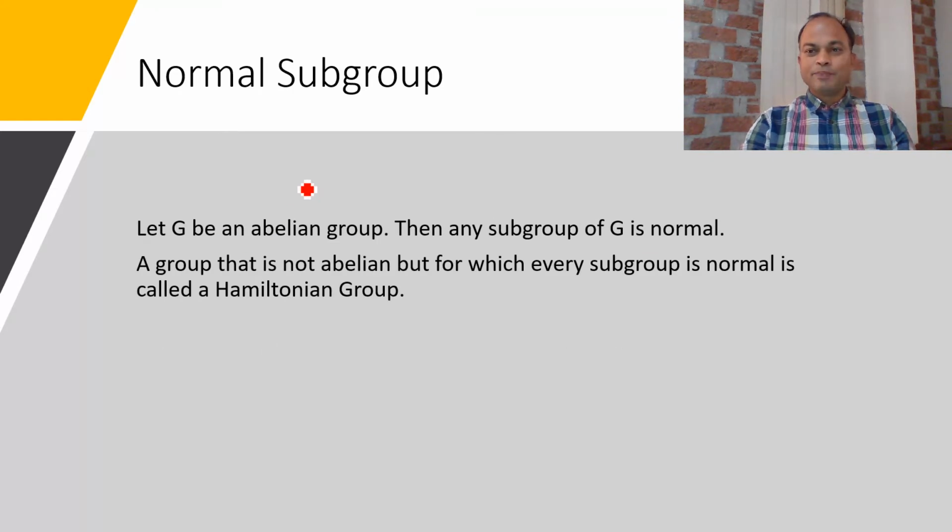If we talk about the important facts about the normal subgroup, group G is given. This group is abelian. We are taking any subgroup of G. Then any subgroup of G is always a normal subgroup if the group is abelian. And if the group is not abelian, then a subgroup may also be a normal subgroup. It depends. In such a case, this group is called a Hamiltonian group if the group is not abelian.